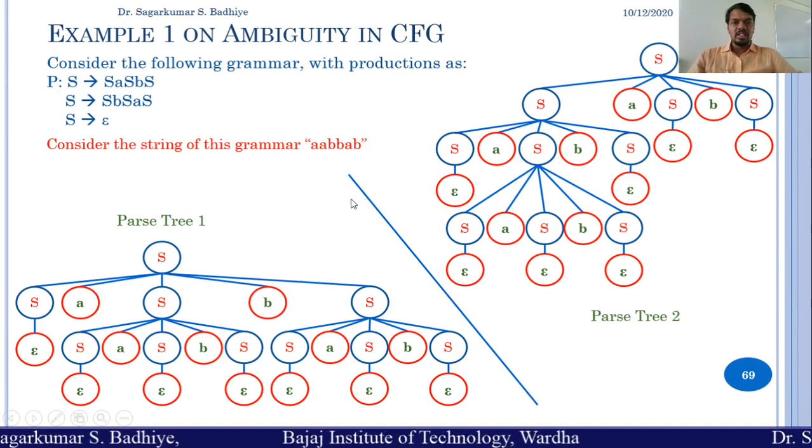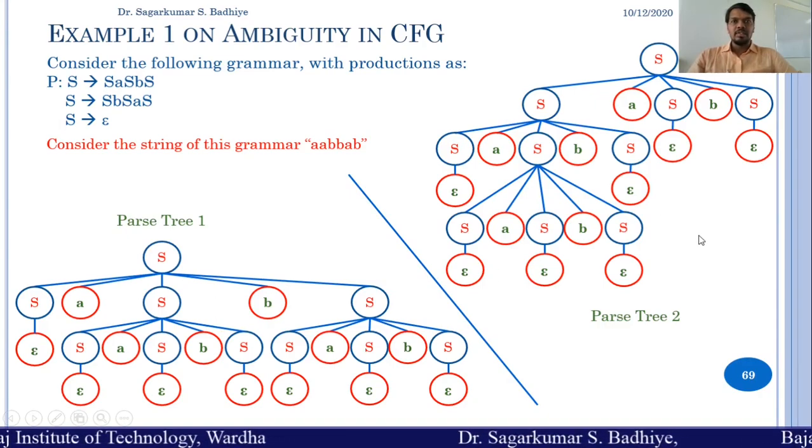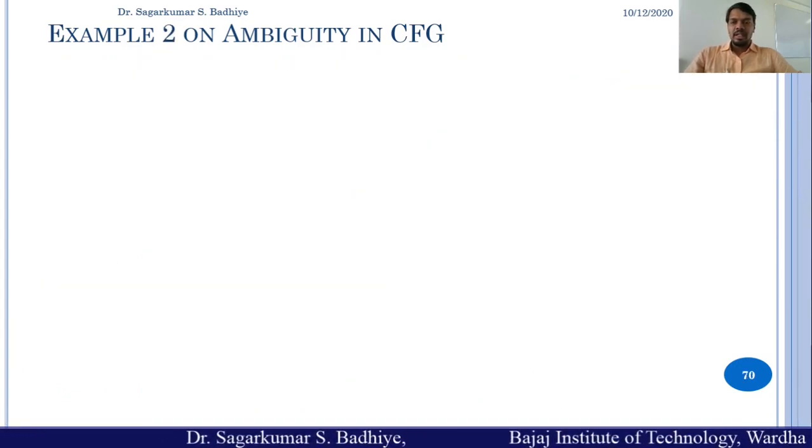So the same string abb and ab is now derived by using this parse tree too. So the same string can be derived in two different ways by using two different parse trees or two different leftmost derivations. Thus we say that the given grammar is an ambiguous grammar. In the next class we'll look at another example on ambiguity in context-free grammar.